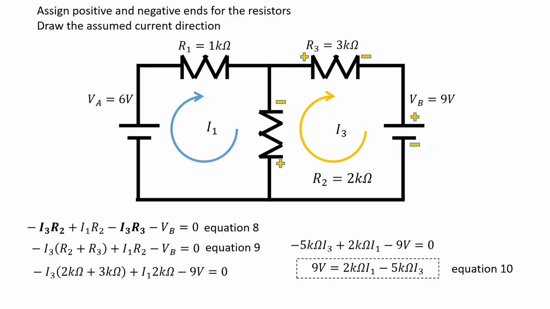This is shown in equation 8. We then group like terms shown in equation 9. Simplifying it further, we get equation 10.